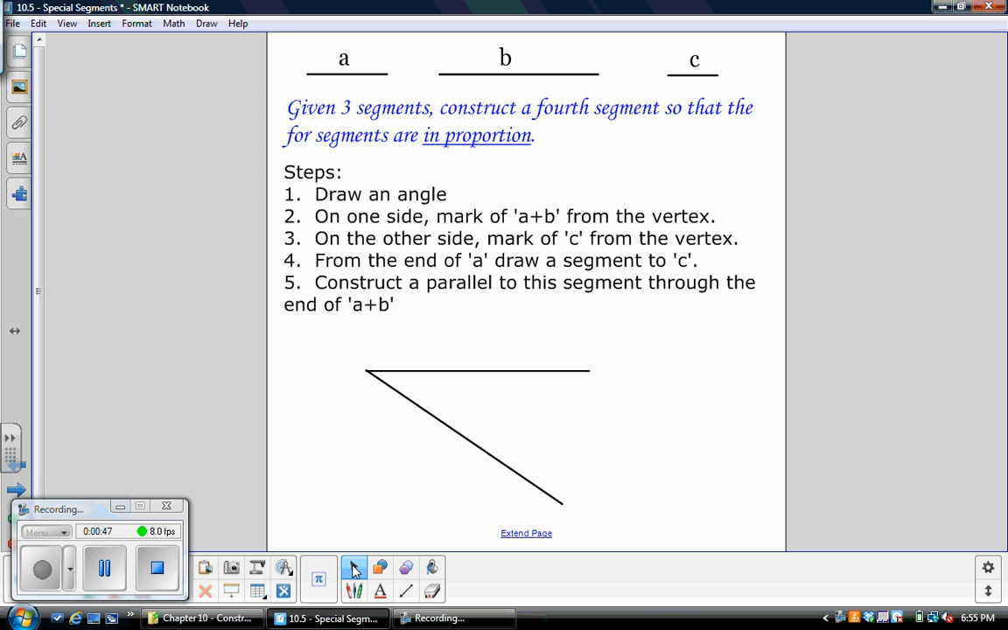Then what you're going to do on one side using your compass is mark off A plus B. So using your compass, you measure the length of A. And again, I'm just doing this as a sketch. I'm going to walk you through the entire construction in a little bit. So using your compass, mark off A. And then mark off the length of B.